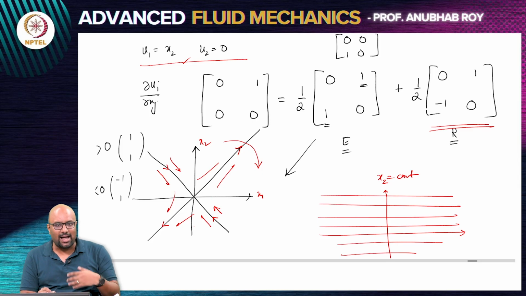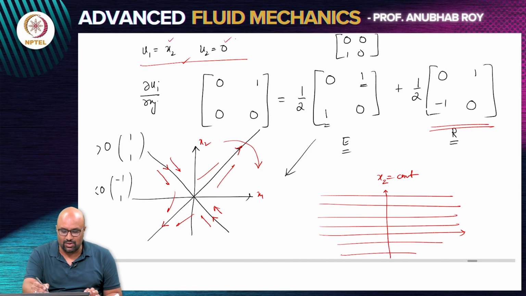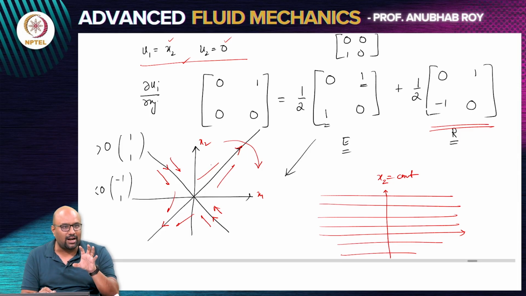So, this you can build for various kinds of flows and try to get a feel for what is going on. Obviously, for the purpose of doing this in the lecture, I have chosen velocity fields which are linear, u1 equals x1, u1 equals x2, those kind of things where you can do this quickly. But if you have a more complicated flow field, you can locally zoom in at a particular point and try to get local information regarding what deformation is going on.